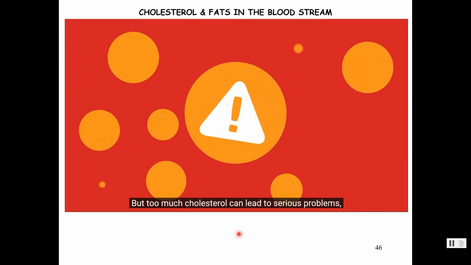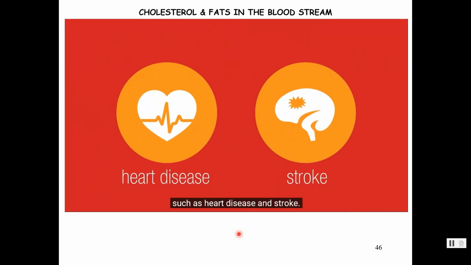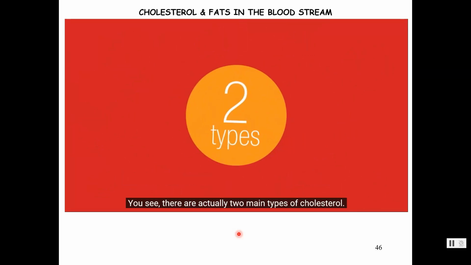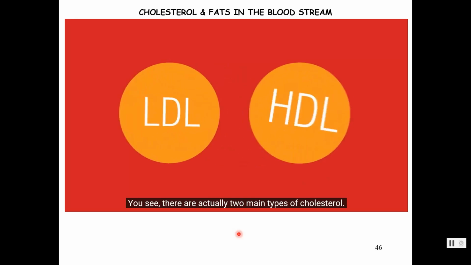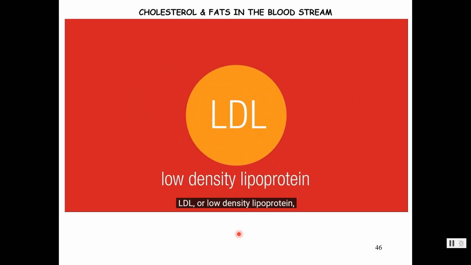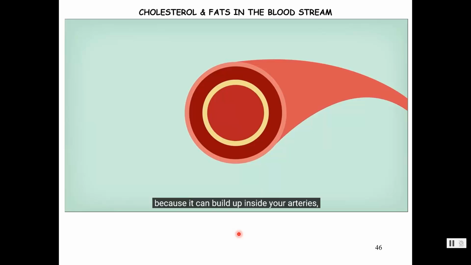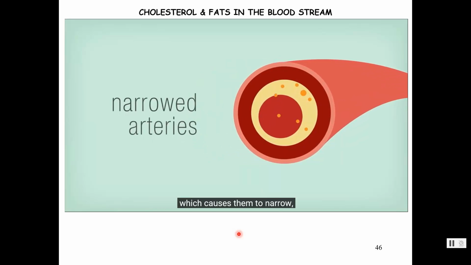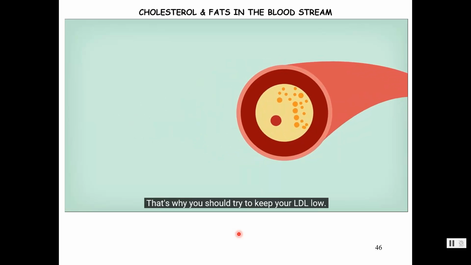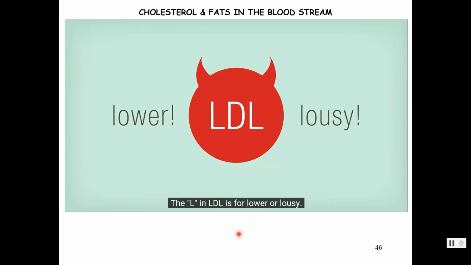But too much cholesterol can lead to serious problems, such as heart disease and stroke. Here's why. You see, there are actually 2 main types of cholesterol, LDL and HDL. LDL, or low-density lipoprotein, is sometimes called bad cholesterol because it can build up inside your arteries, which causes them to narrow, which can lead to heart disease or stroke. That's why you should try to keep your LDL low. Think of it this way, the L in LDL is for lower or lousy.